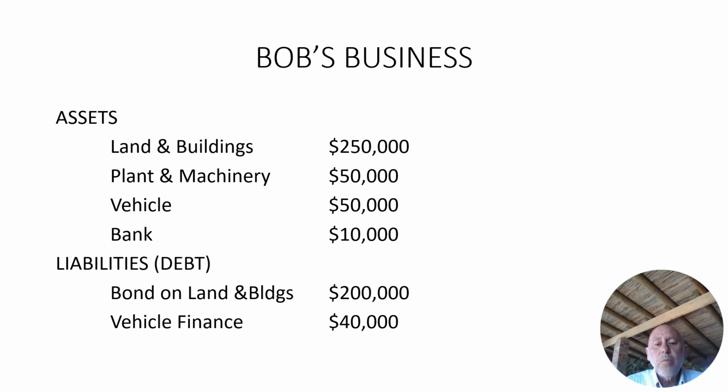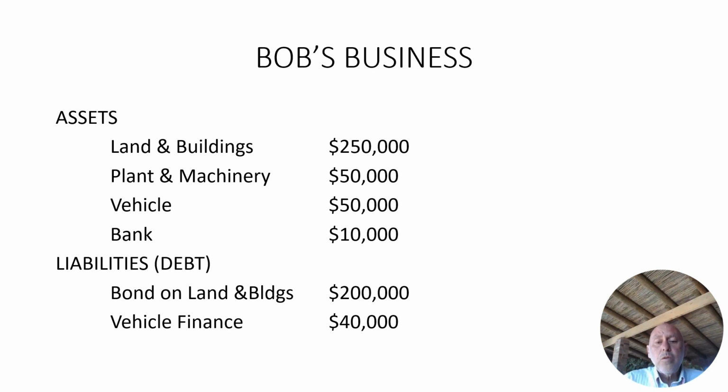I'm introducing a new word here. I've said debt up until now. I'm calling it liabilities. It's an accounting term. Any money that you owe is a liability to your business. So I'm giving the same liabilities as before: the bond on the land and buildings of 200,000 and the vehicle finance of 40,000.